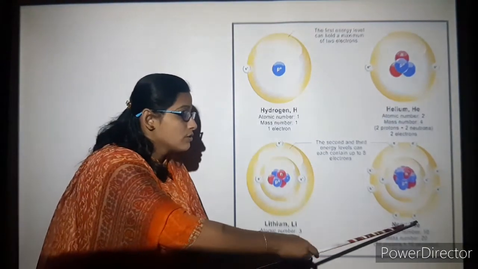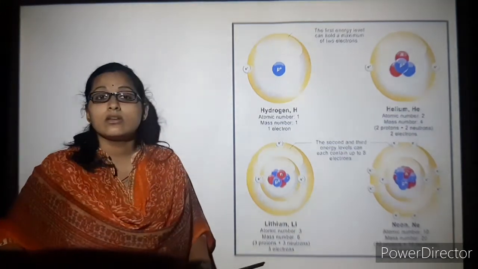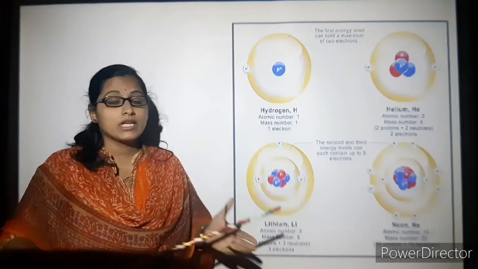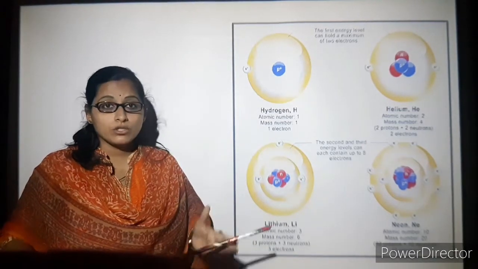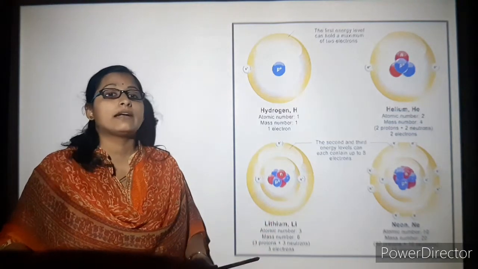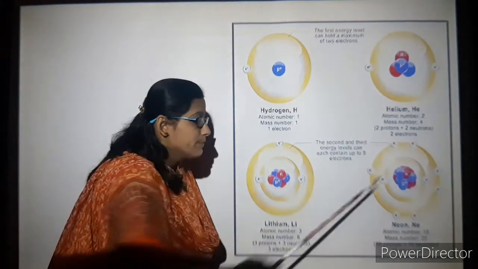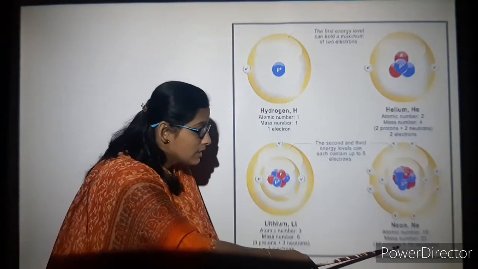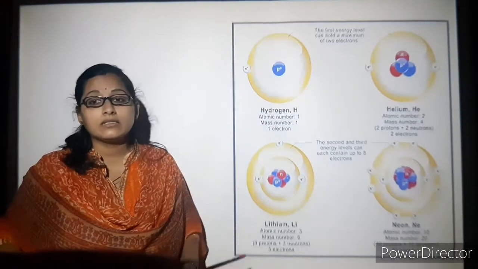So neon has atomic number 10. So how many protons and neutrons will be present there? The neutrons will also be 10 in number, protons will also be 10 in number. When added together, it will give you the mass number, that is, 20. So 10 protons and 10 neutrons will give 20 as the mass number.